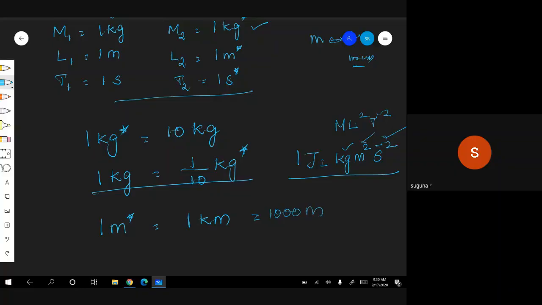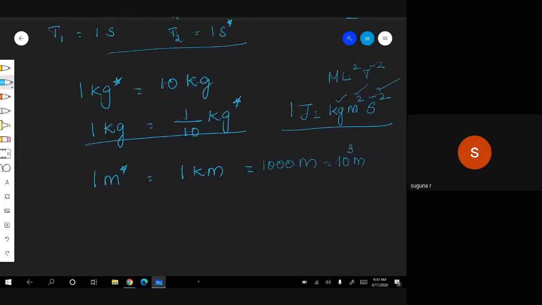1000 meter. Are you following? That is nothing but 10 power 3 meter. Are you following, children? Yes, ma'am. Therefore, what is 1 meter? Therefore, 1 divided by 10 power 3 meter star.